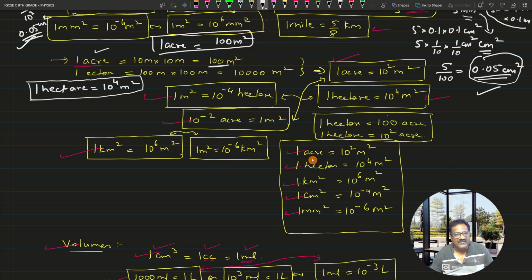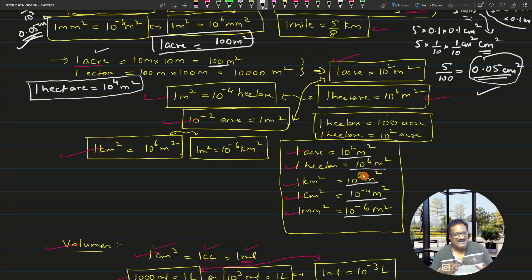So 1 acre means 10 raised to 2 meters square. 1 hectare means 10 raised to 4 meters square. 1 kilometer square is 10 raised to 6 meters square. Remember that. 1 centimeter square is 10 raised to minus 4 meters square, and 1 millimeter square is 10 raised to minus 6 meters square. You need not learn all these relationships by heart, not at all, but you should know how to work on it and how to get it whenever required. By practice definitely you will get it.